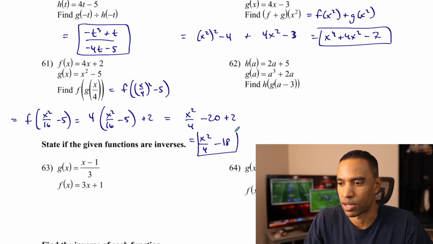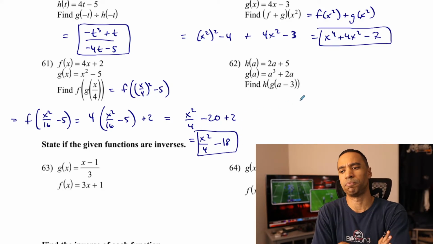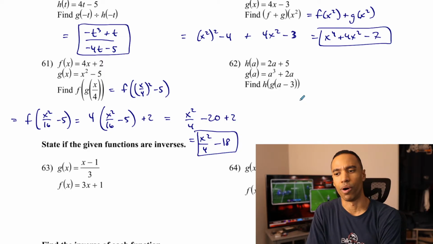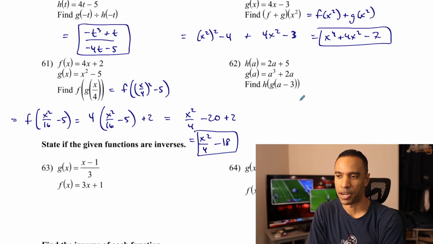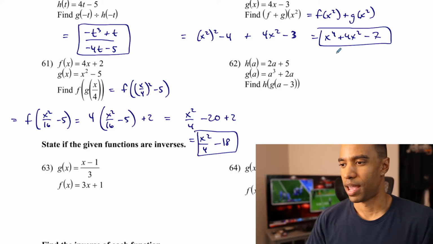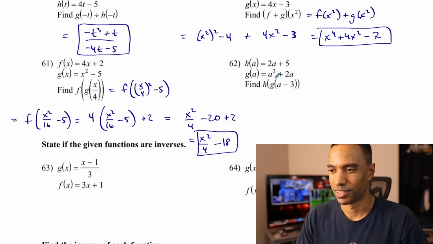There are a lot of ways I could have written that. 1/4 x squared minus 18. x squared minus 72 all over 4 if I wanted a common denominator. And I'll leave it. All right, thank you.